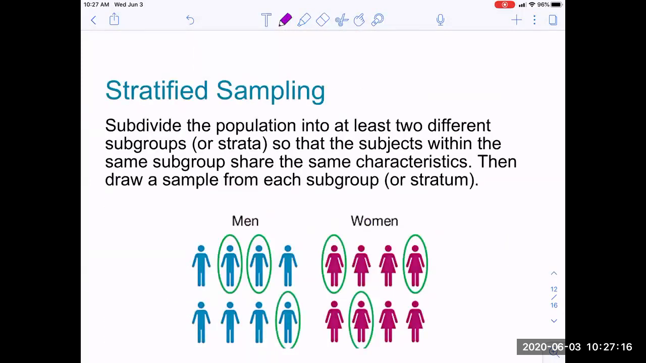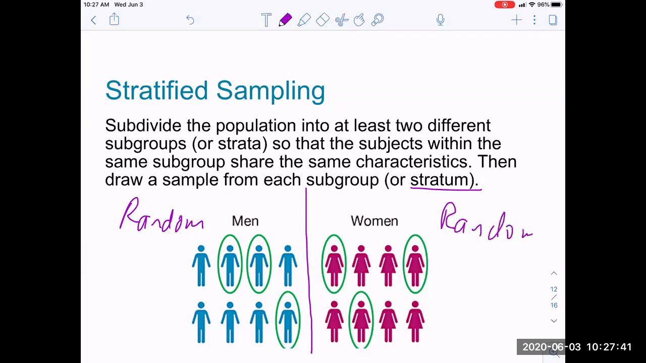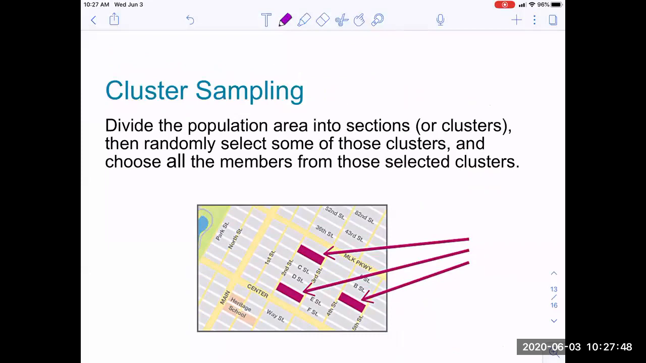Stratified. Suppose we were doing a study where we wanted to compare men versus women. Well, it's natural to put them into 2 groups, or strata. And we would then randomly select within each. So we would randomly select 3 here, and then go to the other group, in this case women, and randomly sample there. Now compare this with the next one, cluster sampling.